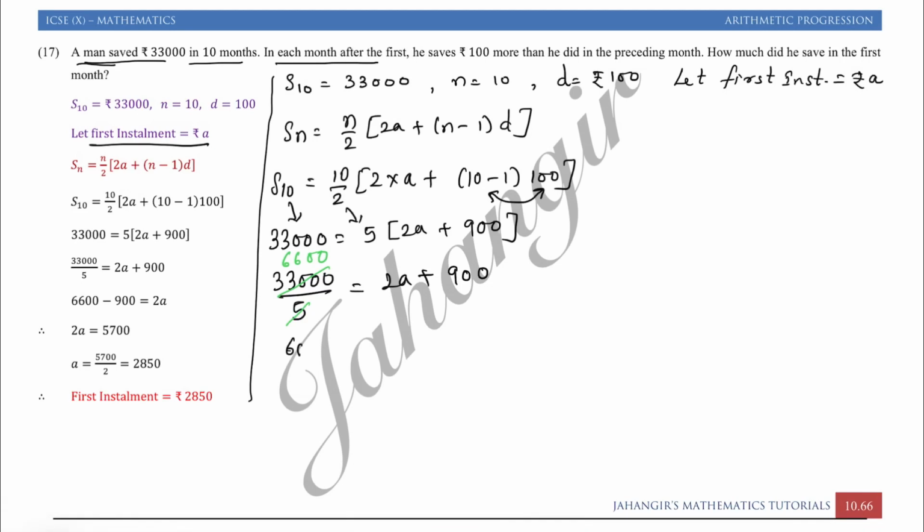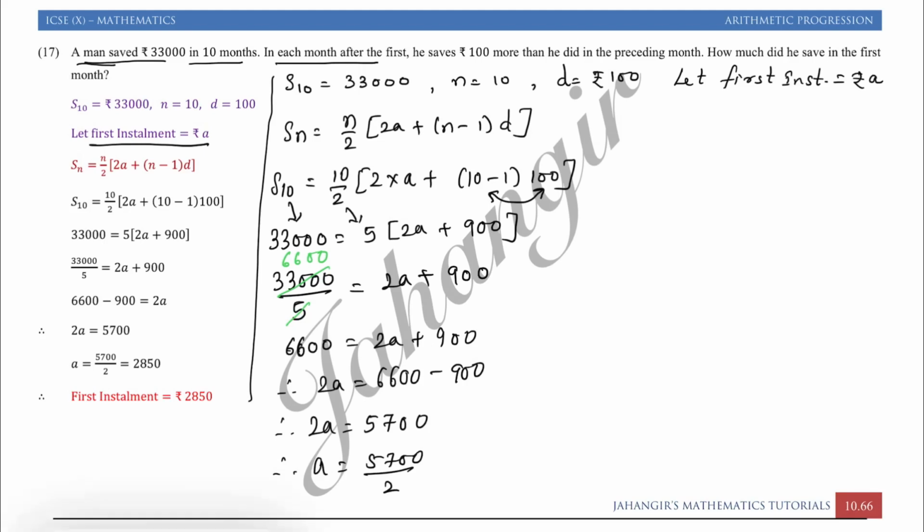So we can say 6600 is equal to 2A plus 900. So therefore 2A is equal to 6600 minus 900. Therefore 2A is equal to 5,700. So therefore A is equal to 5,700 divided by 2. Cancelling, you will get 2 ones are 2, 2 twos are 4, 2850.